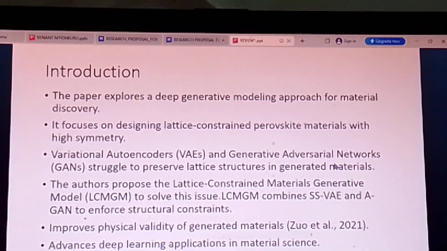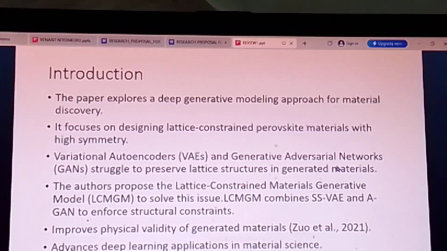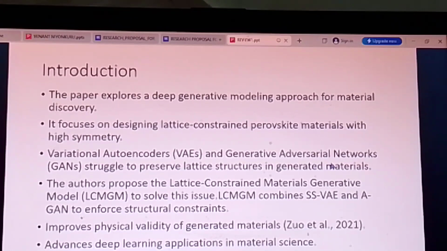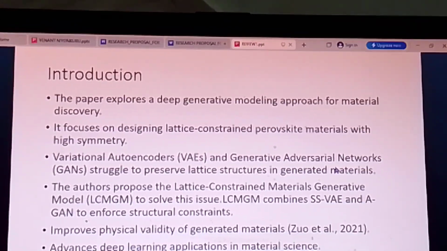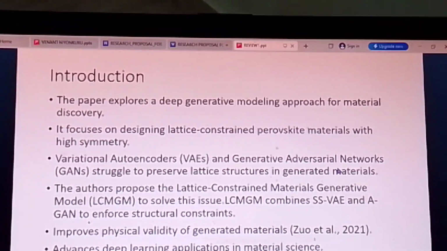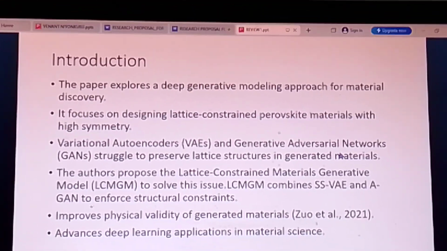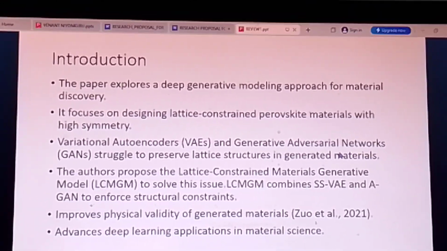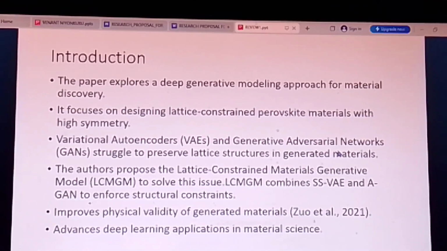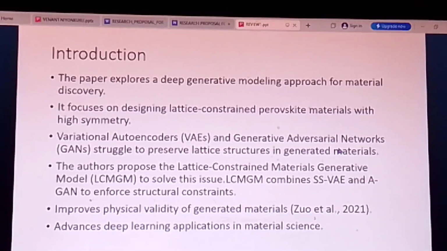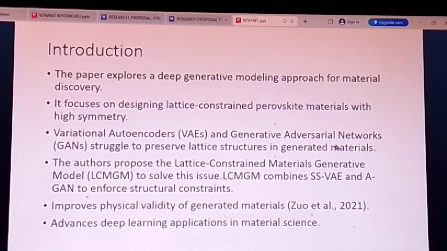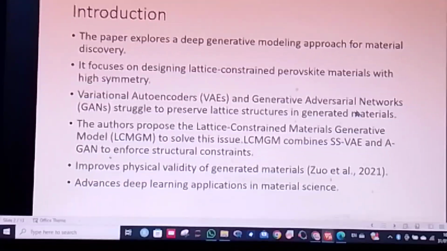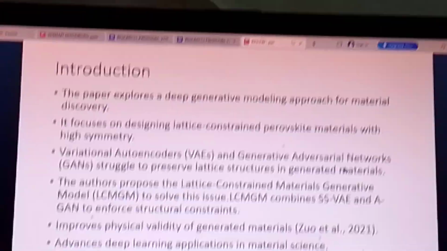The LCMGM combines SSVAE and NAGAN to enforce structural constraints, and it improves the physical validity of generated materials and advances deep learning applications in material sciences.